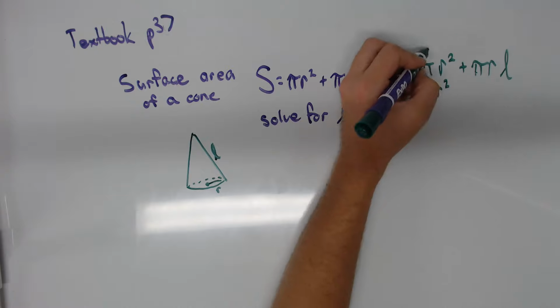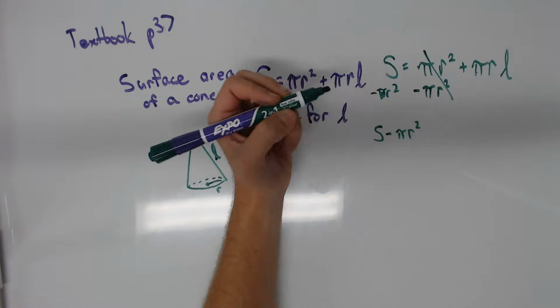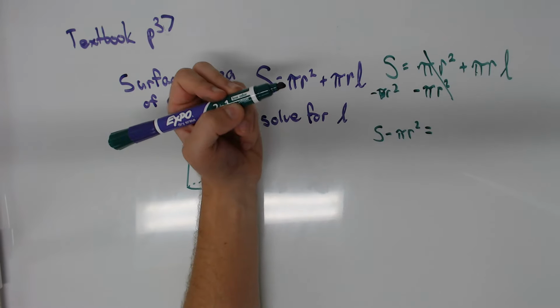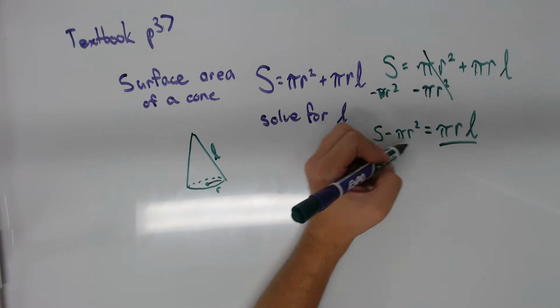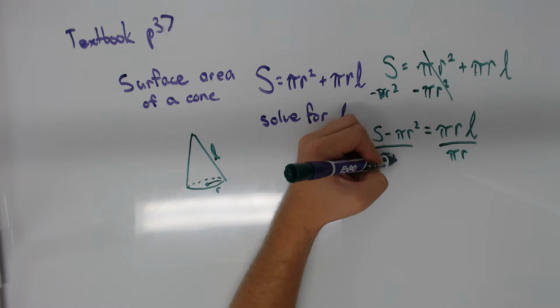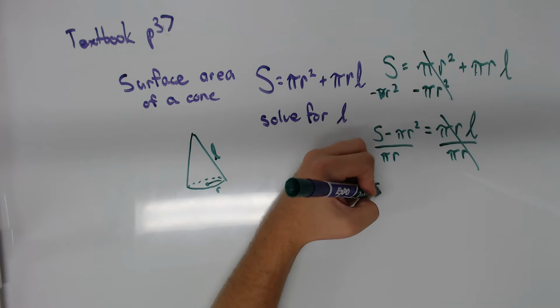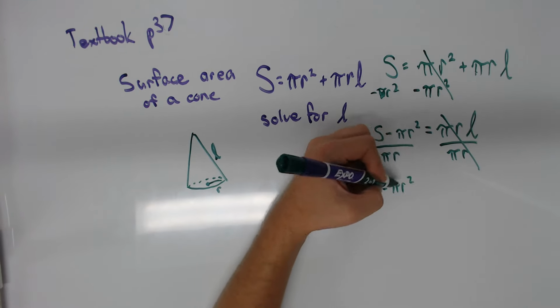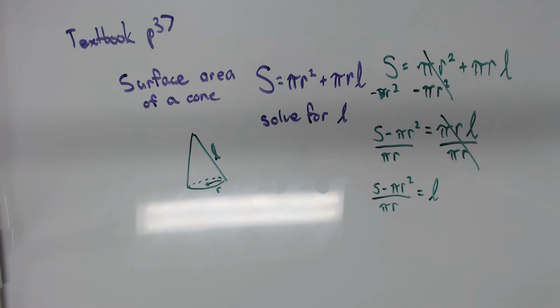So I'm subtracting pi r squared, s minus pi r squared. I can add or subtract whole chunks like that. And what's left over here is just the pi r L. I'm going to divide by the things in front of L, and I can also do this in one chunk. So these will cancel out, and I'm left with s minus pi r squared over pi r equals L. Now I could simplify that just a little bit further. I'm happy with that as an answer if you're able to get there for me.